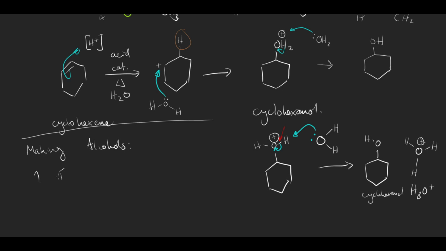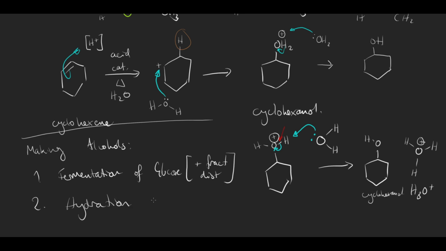1, fermentation of glucose, and then I'll put a square bracket, add fractional distillation, let's call it frac dist. 2, hydration, we call it hydration because we're adding water across the bond, hydration of alkenes.